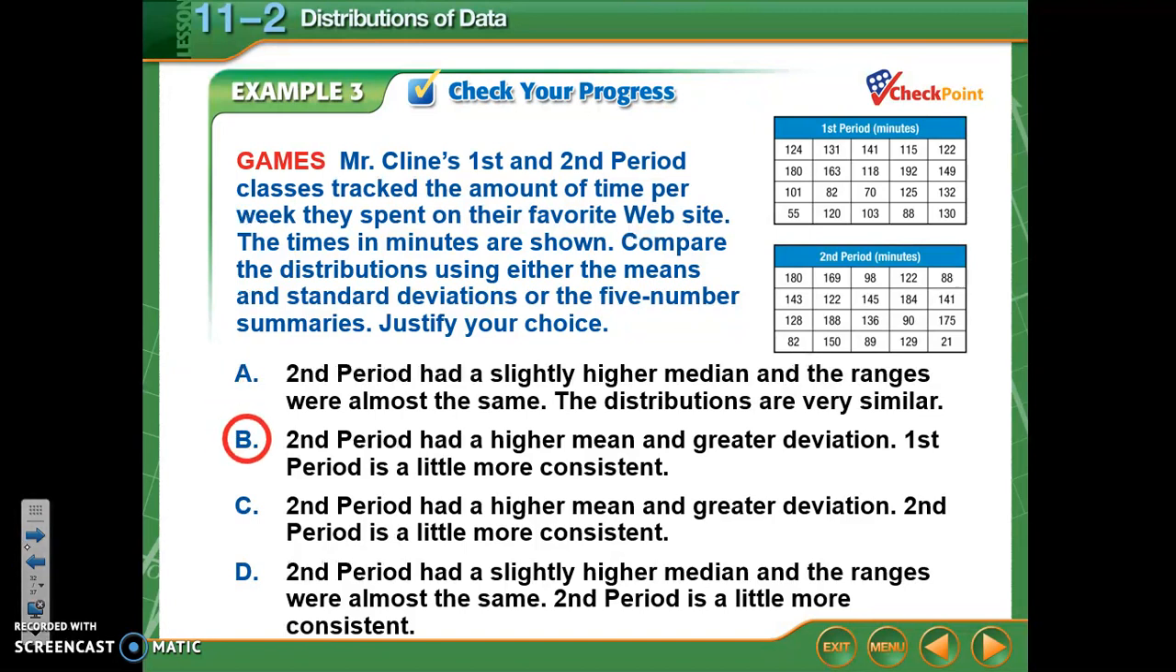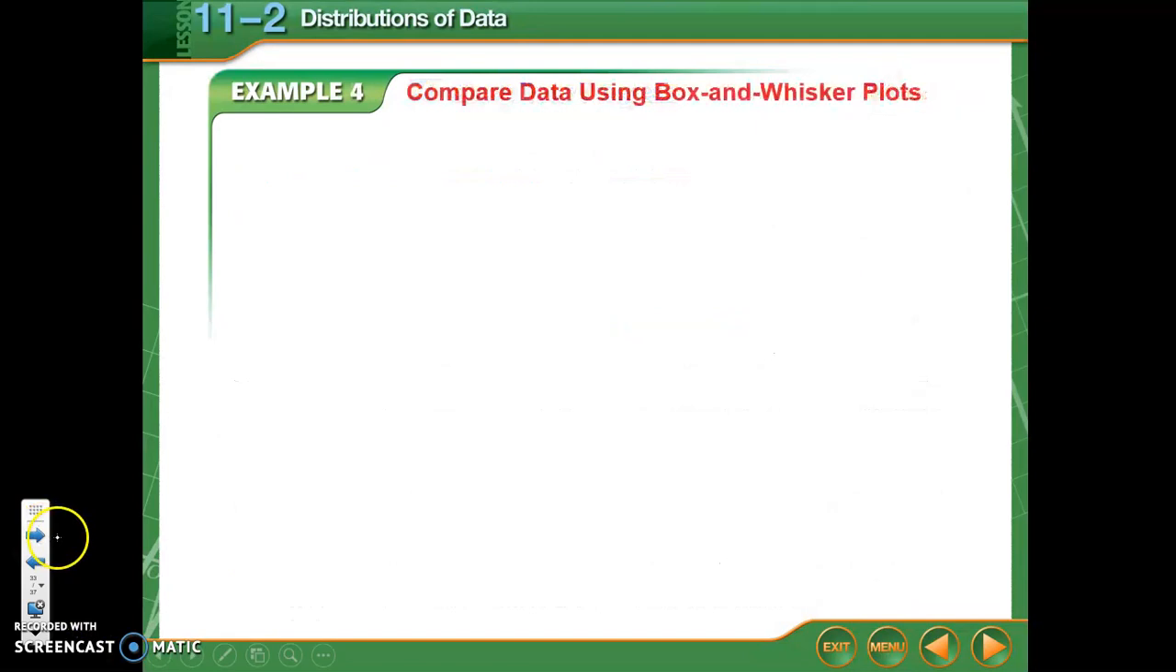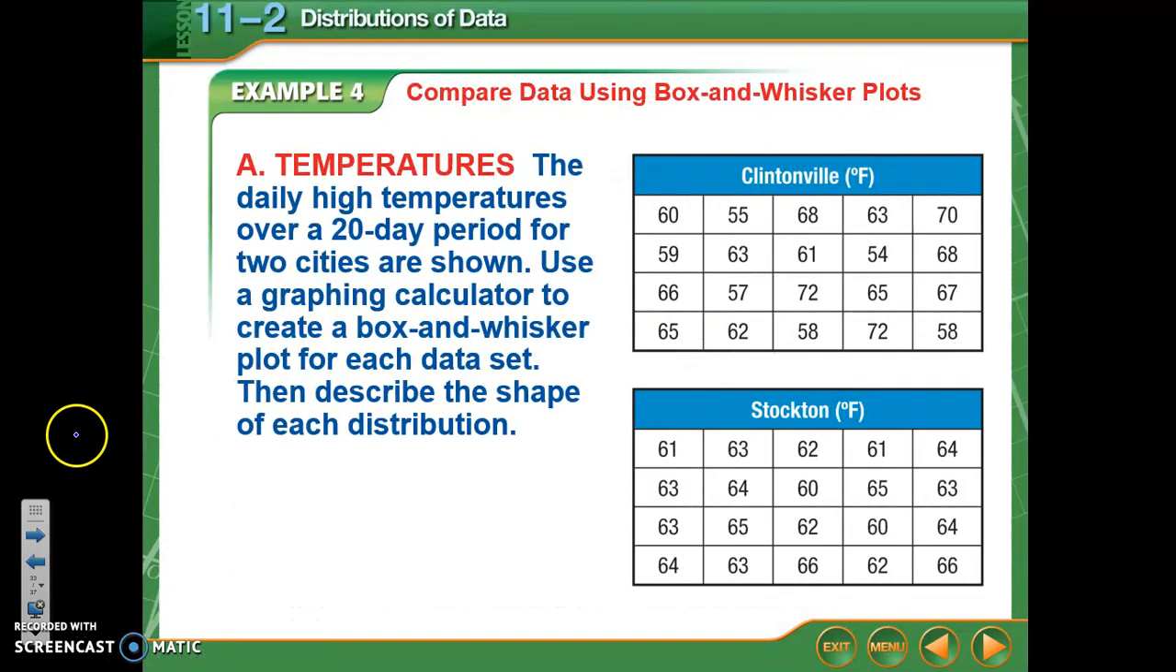All right, your answer here should be B. Second period had a higher mean and a greater deviation. First period is a little more consistent. So these both should have come out pretty symmetric, meaning that you were comparing them with the mean and the standard deviation. Hopefully you remember from class how to find those on your calculator, and you could use them to make your analysis here.